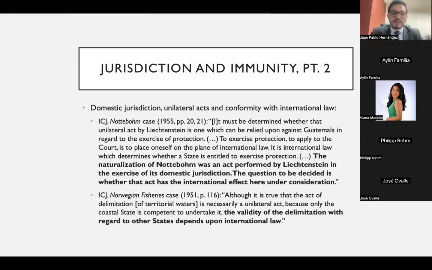A similar example is the ICJ's decision in the Norwegian fisheries case in 1951 at page 116, where the court stated that the act of delimitation of territorial waters is a unilateral act. It is up to the state to determine it, but the validity of the determination as regards other states, that is to say, its validity when it impacts the sphere of international relations, then this validity is to be analyzed from the perspective of international law. And it is against this backdrop that one needs to understand diplomatic law.